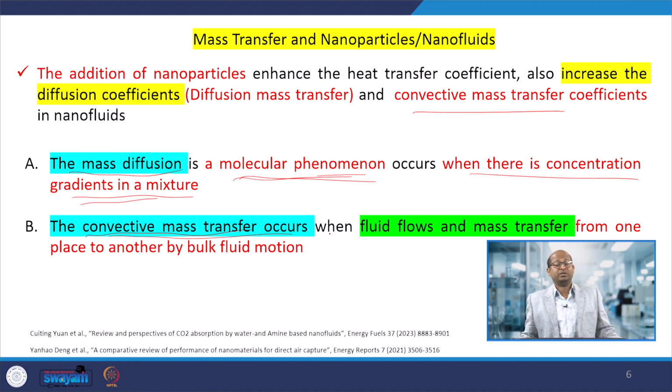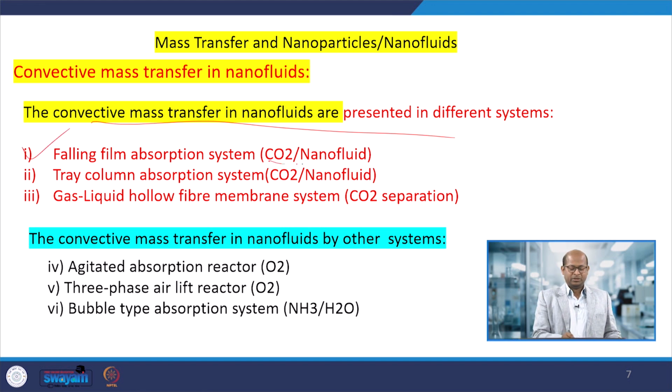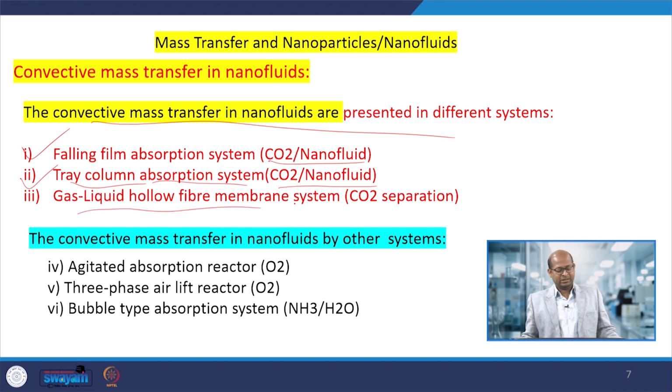Similarly, when the system is a flow system, convective mass transfer operation is there. That convective mass transfer process would be influenced with the help of the nanoparticles or nanofluids we are going to use. That changes the separation characteristics or mass transfer properties of that particular system. Here we will discuss a few systems: falling film absorption systems, where CO2 will be separated out using nanofluids; tray column absorption systems, where CO2 will be separated out with the use of nanofluids; and gas liquid flow hollow fiber membrane systems, where CO2 would be separated out from multiple gas mixtures in which CO2 is present.